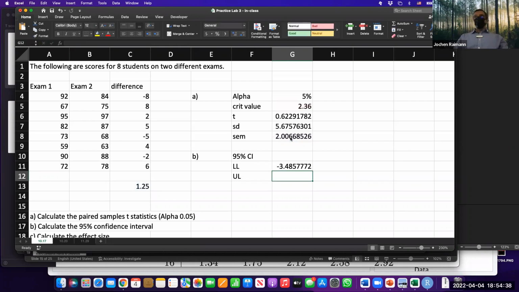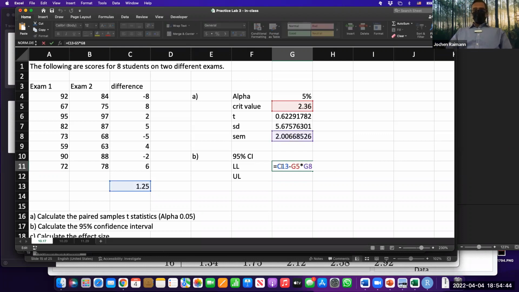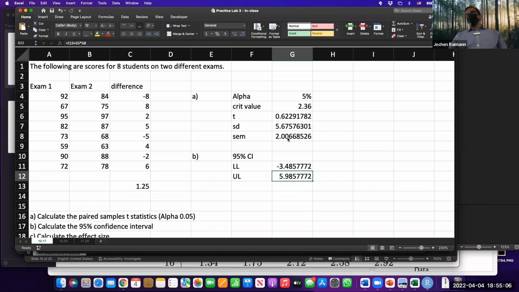Comes to a lower limit of minus 3.5. Now the upper limit is calculated by mean difference plus 2.36 multiplied by the standard error of the mean. You press on that again. So these are our 95% CI limits.